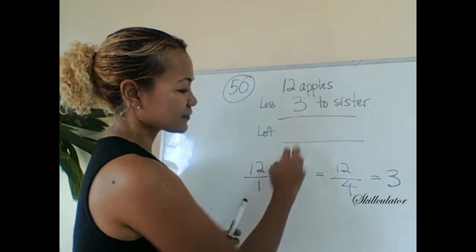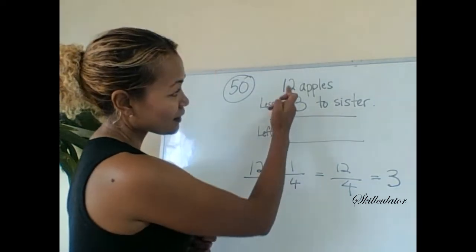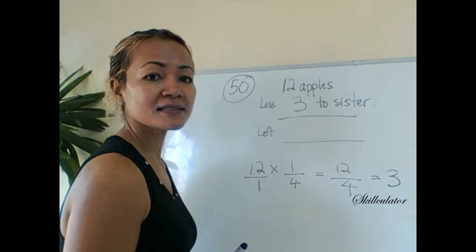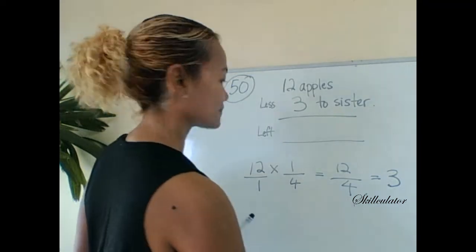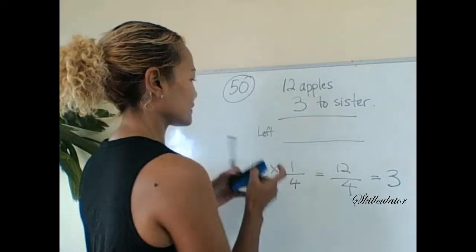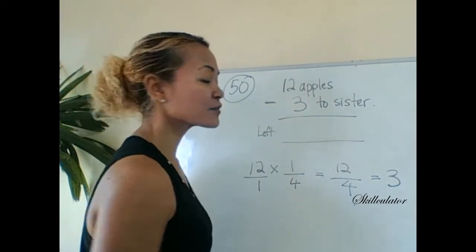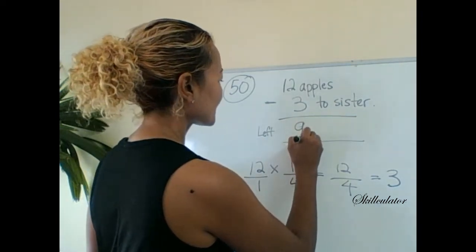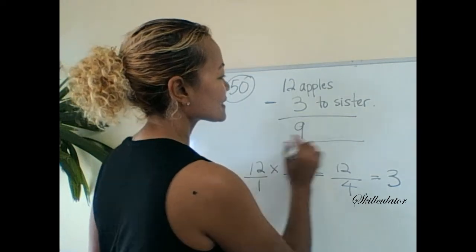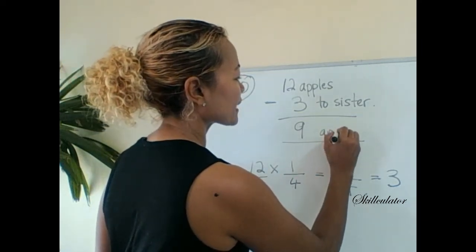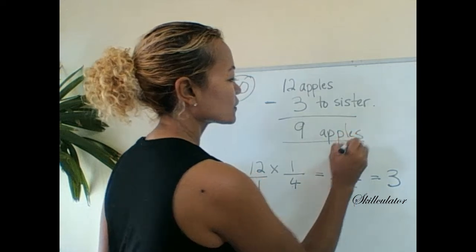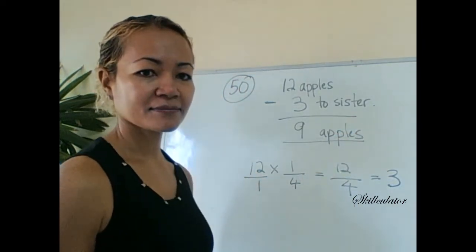And what is left? 12 minus 3 is 9. So your answer is 9 apples are what is remaining or left with Jack.